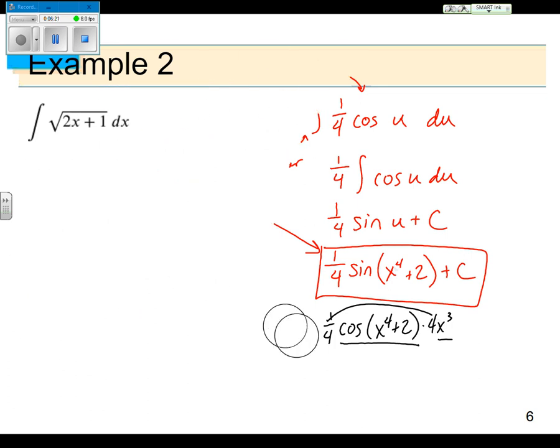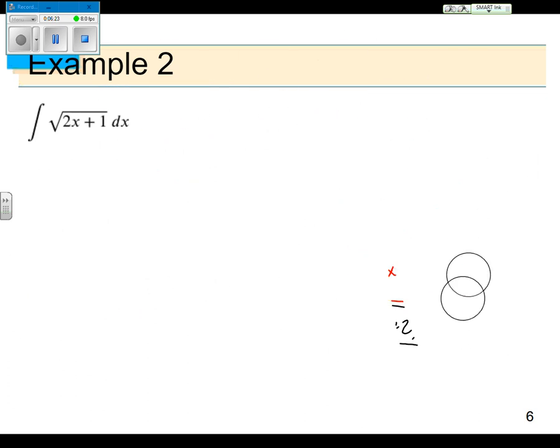Okay, let's do another one together. We'll be pausing the video some and letting you work some on your own and trying to match up to where I end up with. So let's try this again. Hopefully you can kind of figure out what the u is going to be. U is going to be 2x plus 1.